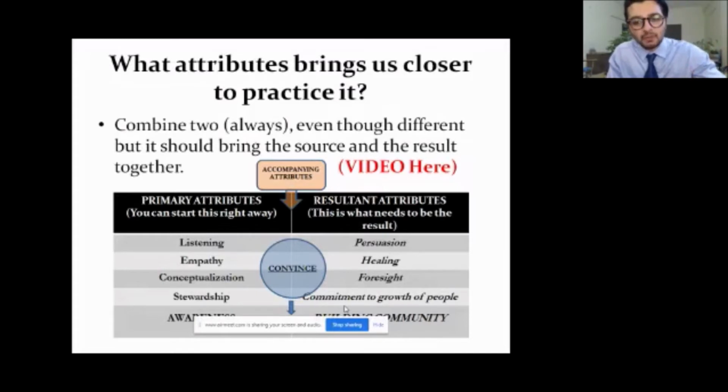You won't be able to heal someone. You would not be able to make sure that you have a foresight for the company. And that's how exactly it's dependent upon getting the commitment to growth of people. So as you see, I have put a caps locked thing in the end, that is awareness and building community. If you look at the primary attributes and resultant attributes, it is leading towards awareness and building a community.